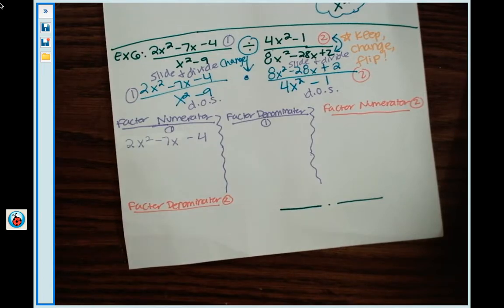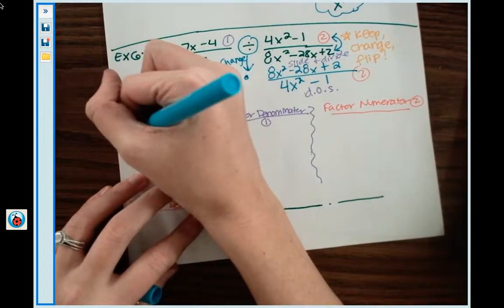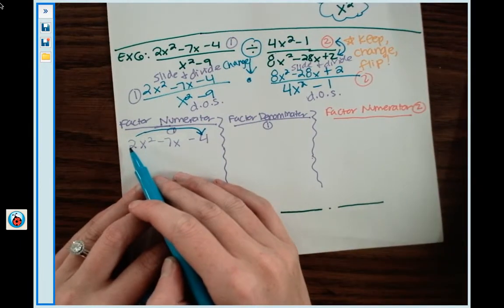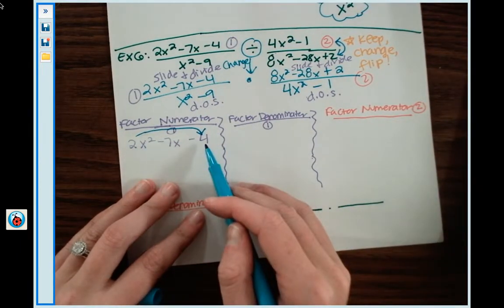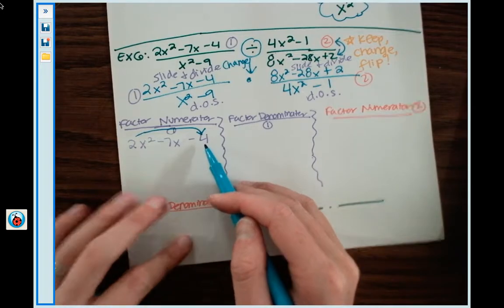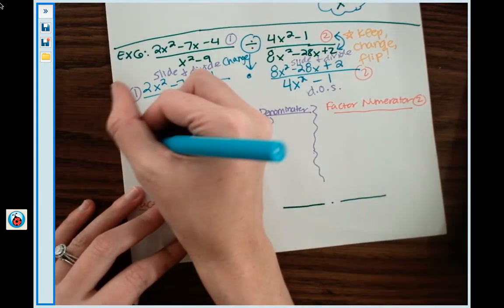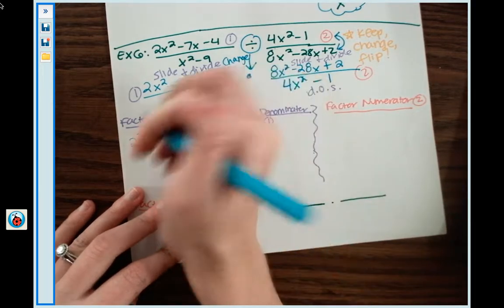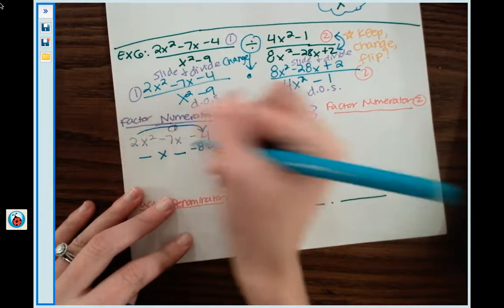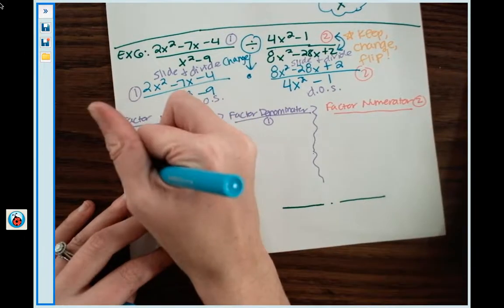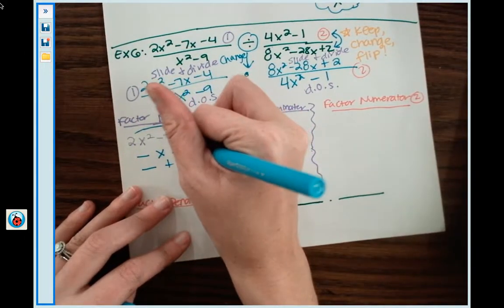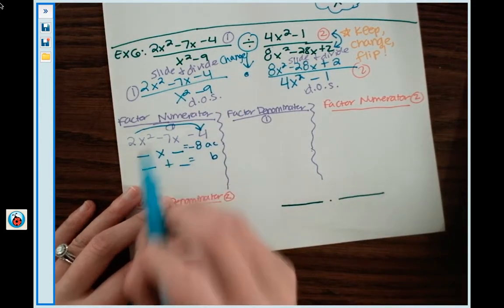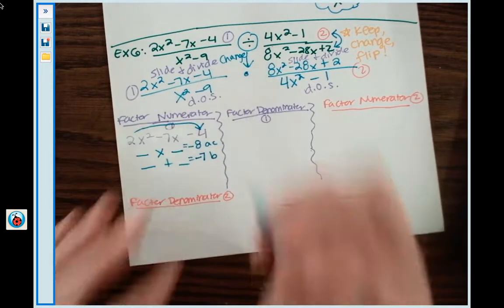We are going to slide the A to the C. Okay, which my A is the number in front of the x squared, which is 2, and my C is the last number, which is negative 4. Okay, so when I slide 2 to negative 4, I get negative 8. So this is my AC, or my slide. And remember, I'm trying to find 2 numbers that multiply to be AC and add to equal my B, which my B is the number in front of the x, which is negative 7.